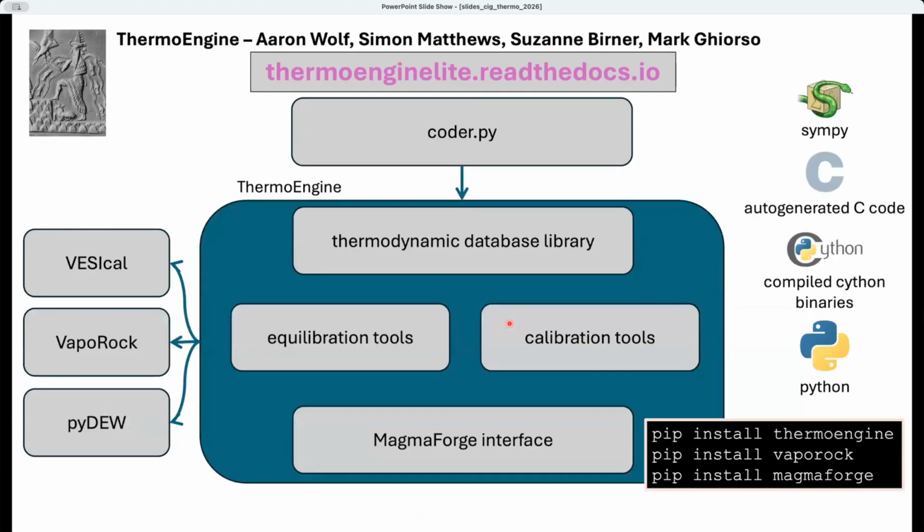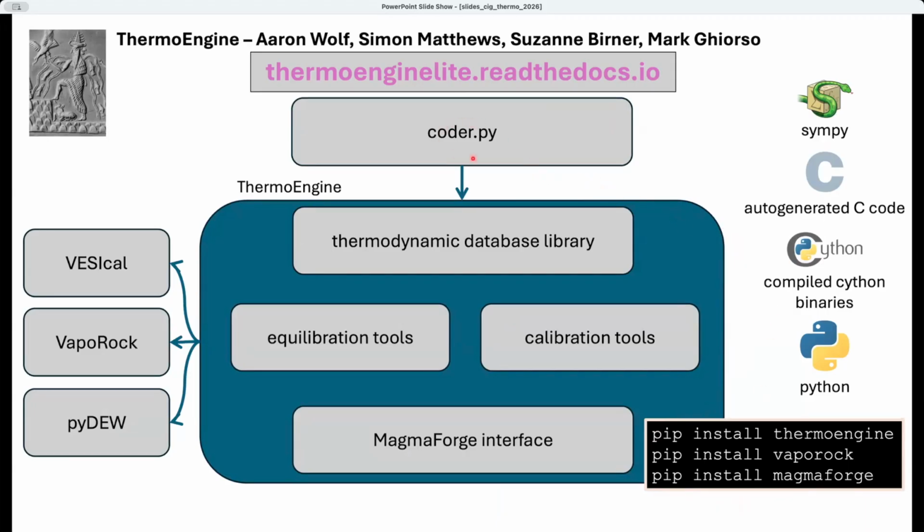So just starting out on the equilibrium side of things with ThermoEngine. Now this is work whose primary developers are Aaron Wolf, Simon Matthews, Suzanne Berner, and Marc Ghiorso. I know less about this, so I would encourage you to go and read the docs at the Read the Docs website. And also point out that ThermoEngine is now pip installable. So this is easy to install on your local machine and try out.